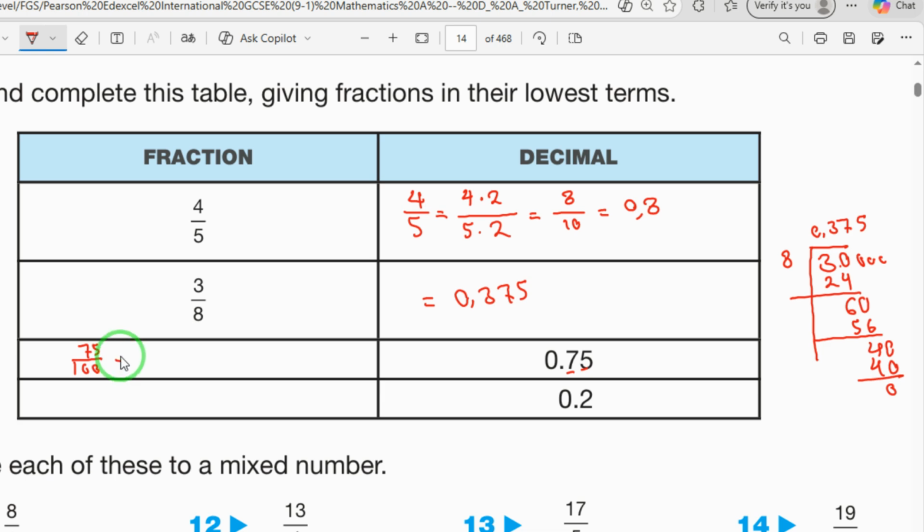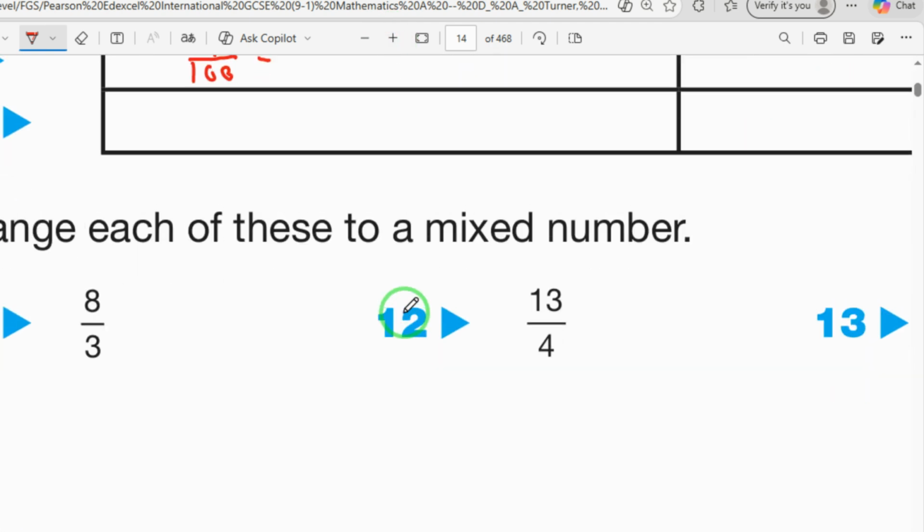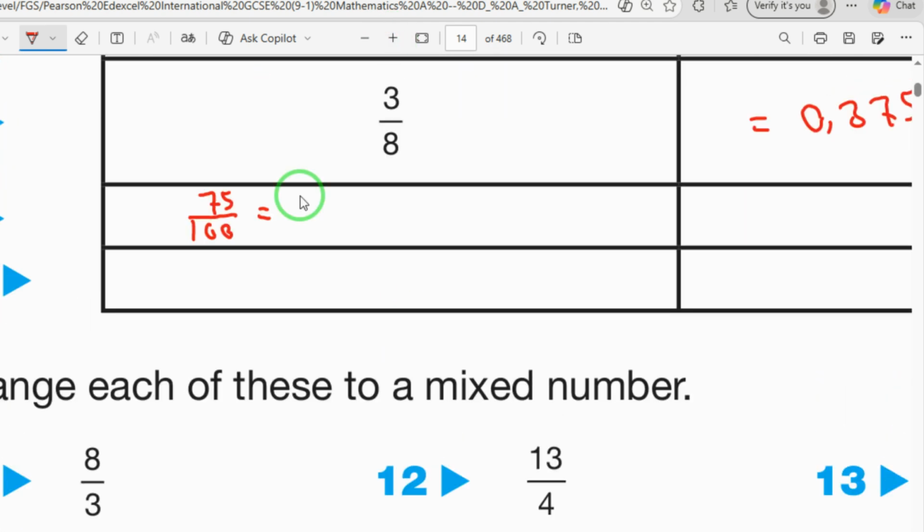It is better to simplify. To simplify, we divide by 25. 3 times 25 is 75 and 4 times 25 is 100, so the answer is 3 over 4.